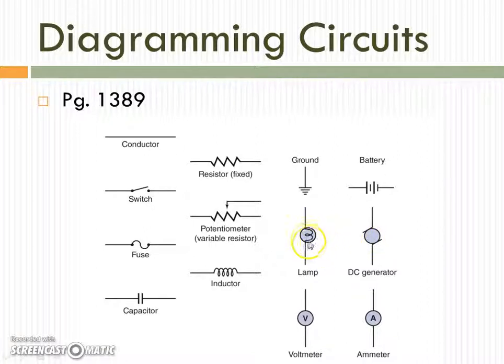We might do some lamps, so keep in mind it's kind of just this W shape inside of a bulb, so it looks kind of just like a light bulb, only from the top view. We might use some voltmeters, so that's just a circle with a V, and we might use some ammeters, so a circle with an A.